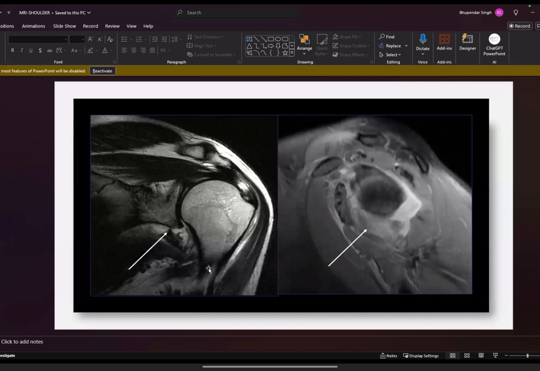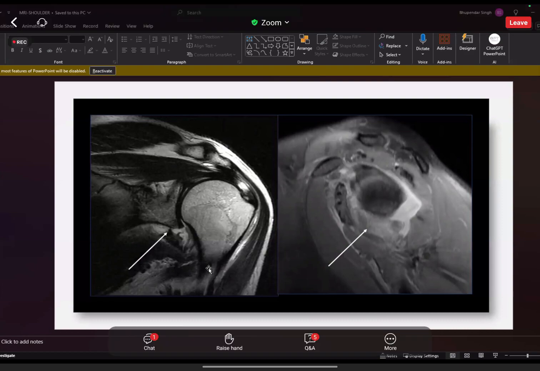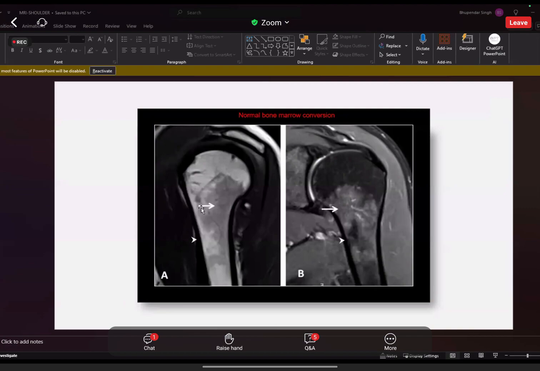Another participant has asked, can we comment on marrow infiltration versus fat replacement without comparison with the contralateral limb? It's difficult. Better to compare with the contralateral side. Whenever you see interspersed areas of fat within the heterogeneous marrow, it is mostly a benign pathology, but it is better to confirm it with the contralateral side.